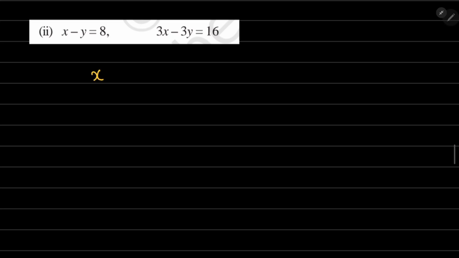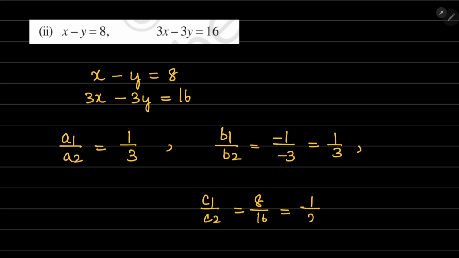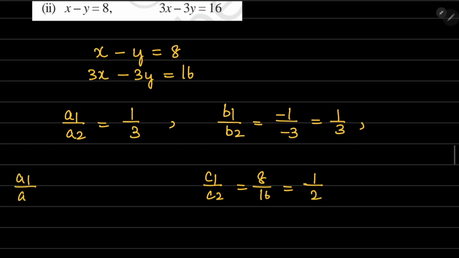Here, x minus y equal to 8 and 3x minus 3y equal to 16. So what is your a1 by a2? a1 by a2 is 1 by 3. What's your b1 by b2? It is nothing but minus 1 by minus 3, again equal to 1 by 3. But your c1 by c2 is nothing but 8 by 16, which is 1 divided by 2. So what do you observe here? We can say that a1 by a2 is equal to b1 by b2, but this is not equal to c1 by c2. So this is a condition wherein it has no solution.